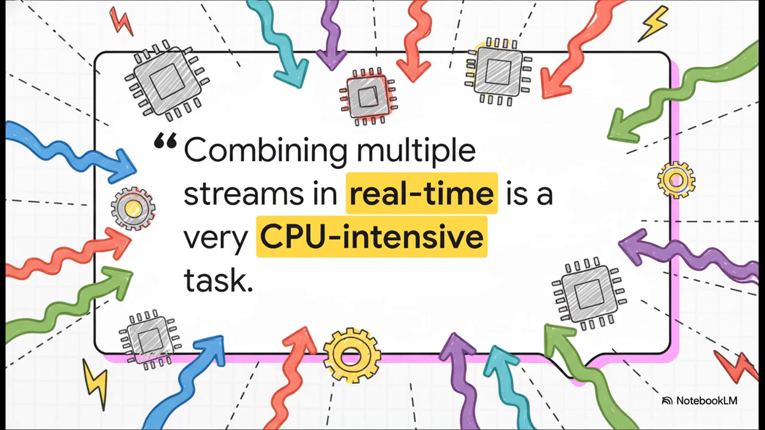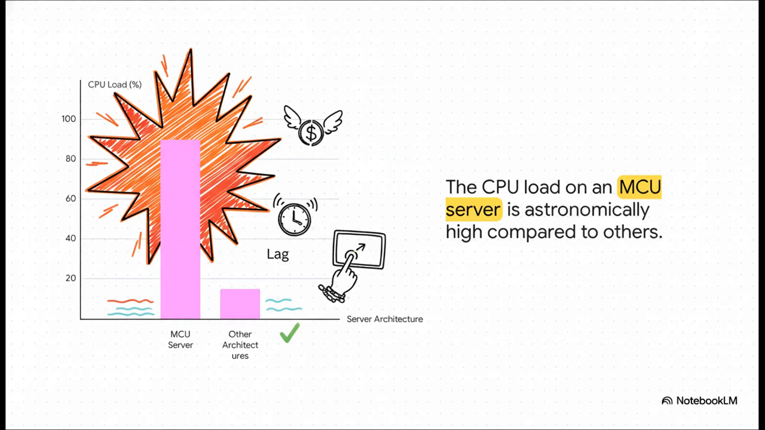As this quote says, taking a bunch of separate video streams and mixing them into one on the fly in real time, that is an incredibly difficult and processor-intensive job. And you can just see it right here. The CPU load on an MCU server is astronomical. It's through the roof. This makes the whole system crazy expensive to run, it can introduce lag, and worst of all, it takes away all control from you. You just get sent one pre-mixed video. You can't change a thing.